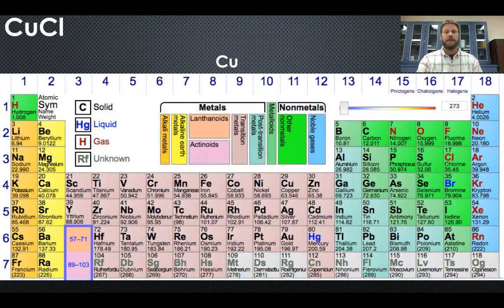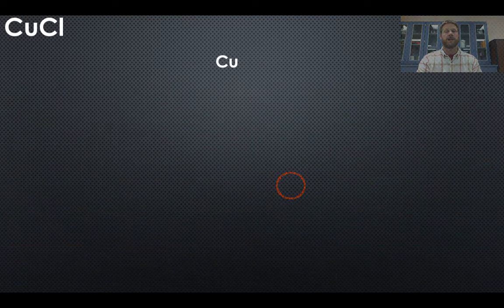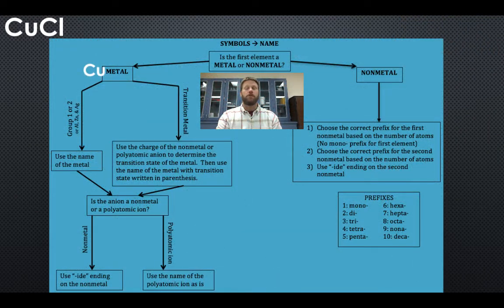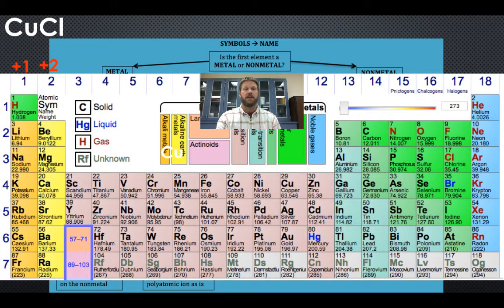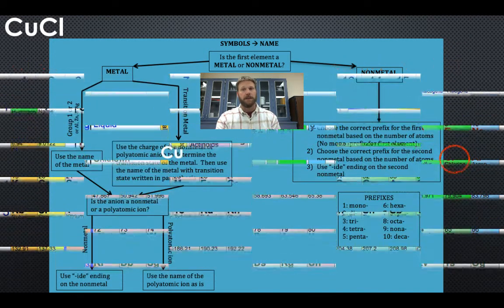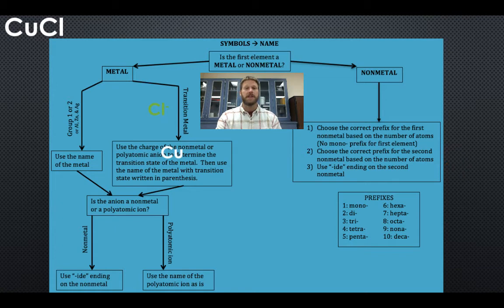Cu is a metal. It's found on the left-hand side of the metalloids. It happens to be copper. So we know it's a transition metal, but we have to follow the rules for our transition metal naming. So we have to use the charge of the nonmetal or polyatomic ion to determine the charge of the metal. Our nonmetal in this case is Cl. Cl is in group 7 on the periodic table. Any element in group 7 on the periodic table will have a -1 charge on its ion.